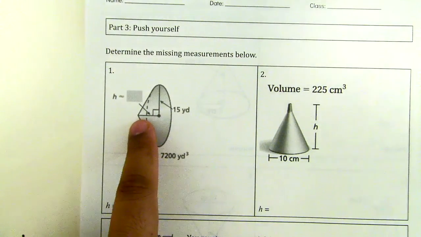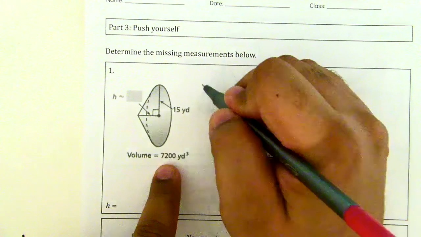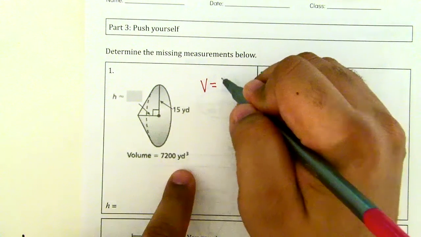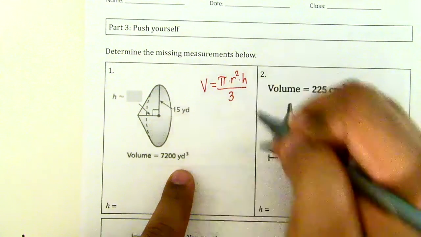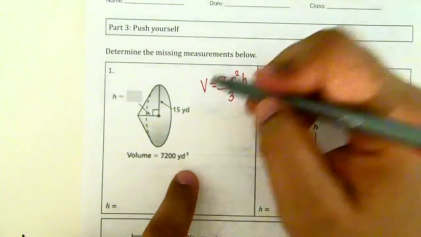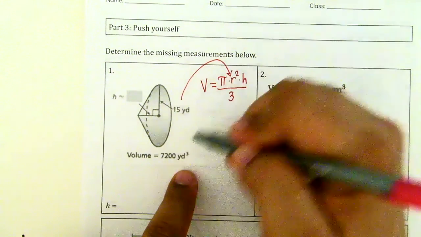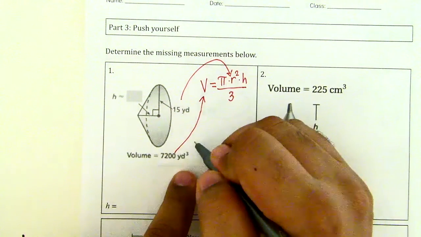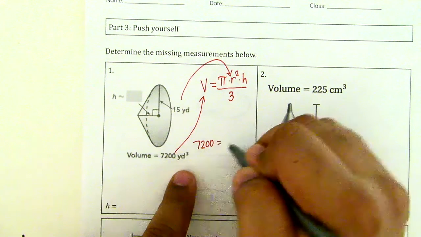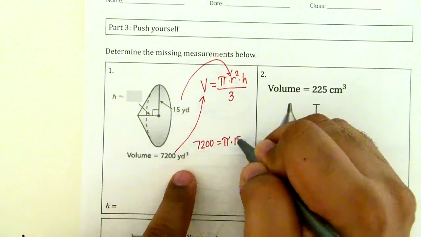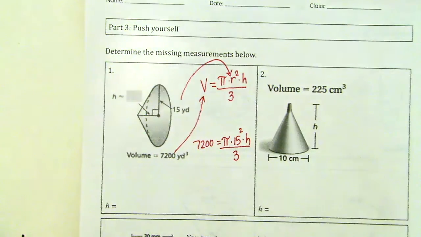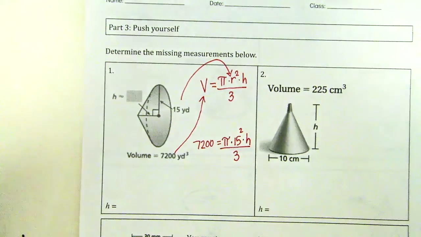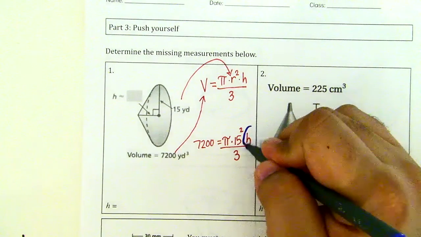So just to help you get started there, you start off the same exact way. This is the volume. We know volume is equal to pi times the radius squared times the height, all of that divided by 3. So you substitute in what you know. We know in this case here, that's our radius. We know this here is our volume. So you get 7,200 equals pi times 15 squared times your height, all of that divided by 3, right? Now I'm going to let you try to figure out how to solve for h, because that was the goal, right? So this is what you're trying to solve for here.